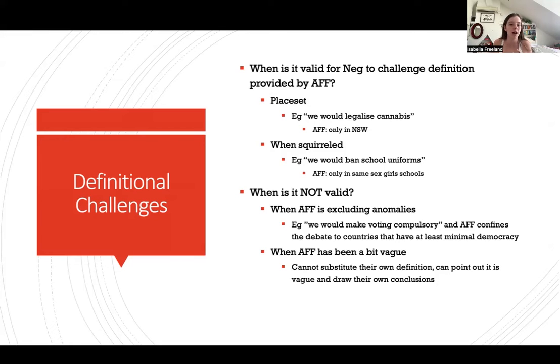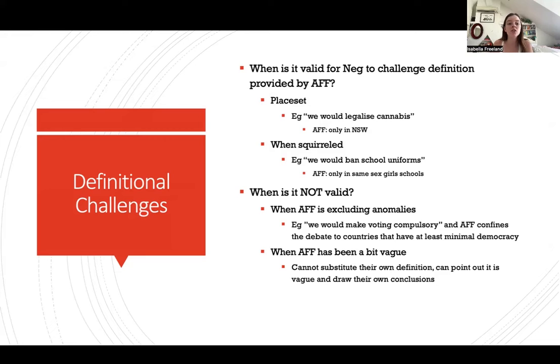So for example, if AF says, we would ban school uniforms, but only in same-sex girls' schools, negative would say, well, no, that debate is about banning school uniforms everywhere, or as we mentioned earlier, in public schools is a fine version of that, but that is too specific, and so negative can reasonably question it.